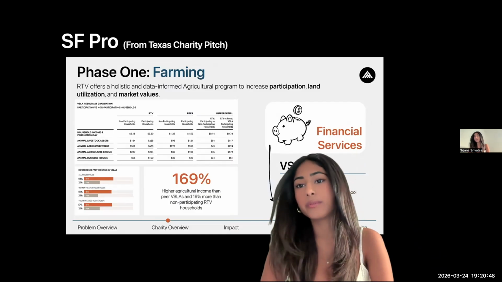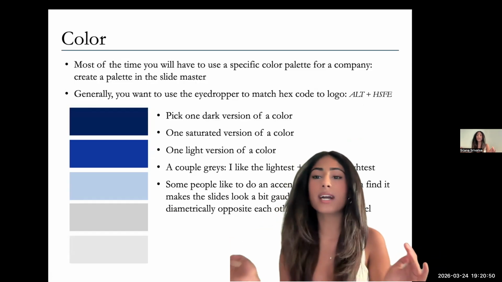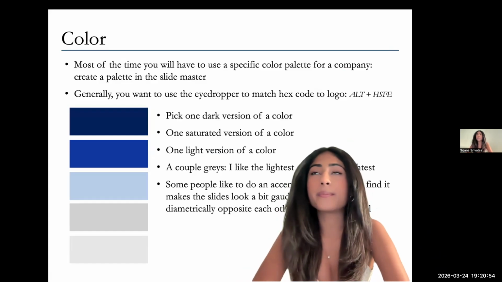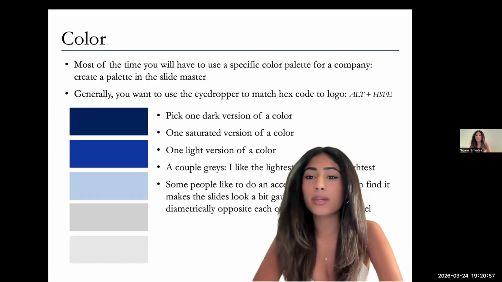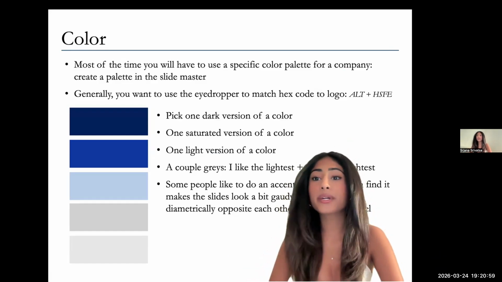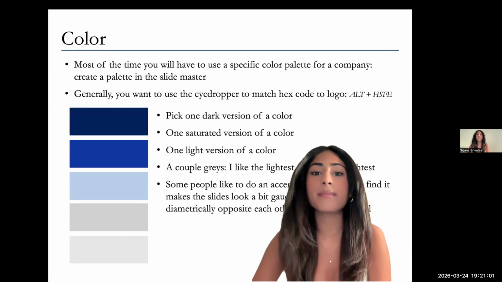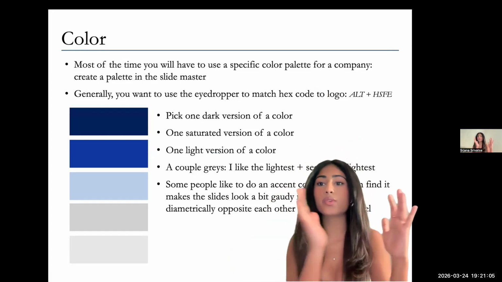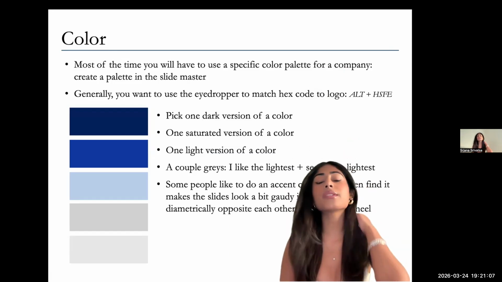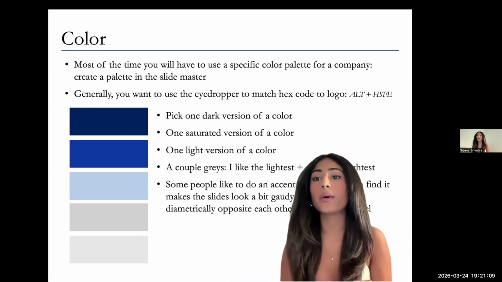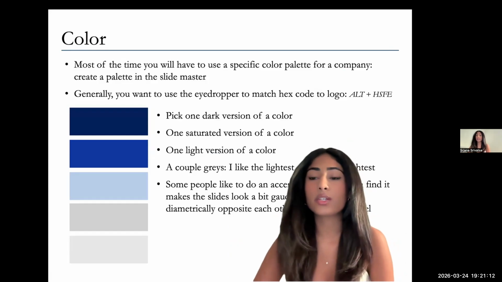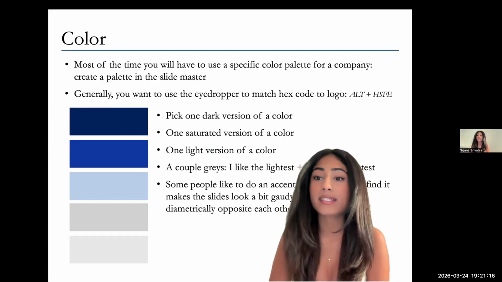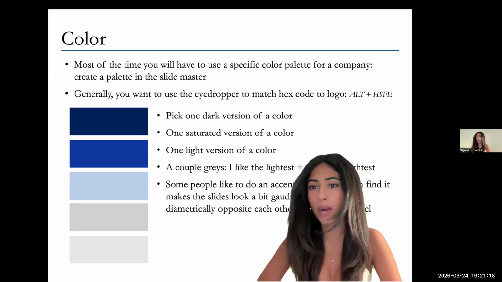I think this font is really beautiful. Moving on to color, most of the time you're going to want to use a specific color palette for a company. I'm assuming if you're doing investment banking or something, you have to stick to the company colors. But regardless, you want to create a palette in a slide master. You do this by creating different rectangles and putting them to the side. You want to use the eyedropper to match the logo to the hex code. The shortcut for this is Alt HSFE, but I would just add this shortcut to your quick access toolbar because you're probably going to be using the eyedropper a lot.